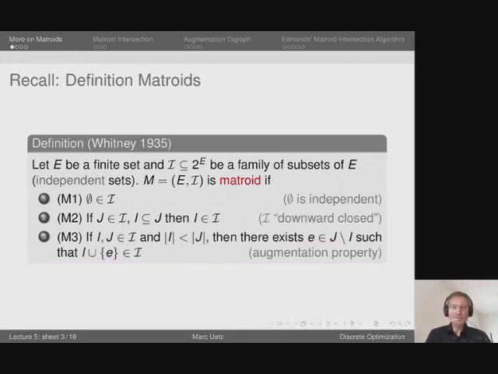The collection of subsets of this ground set E is called an independent system if it only fulfills these first two properties, so downward closedness, and this property M3 actually makes this independent system a matroid. Now we had another characterization, an equivalent characterization of matroids in terms of bases, and let me also recall that one.